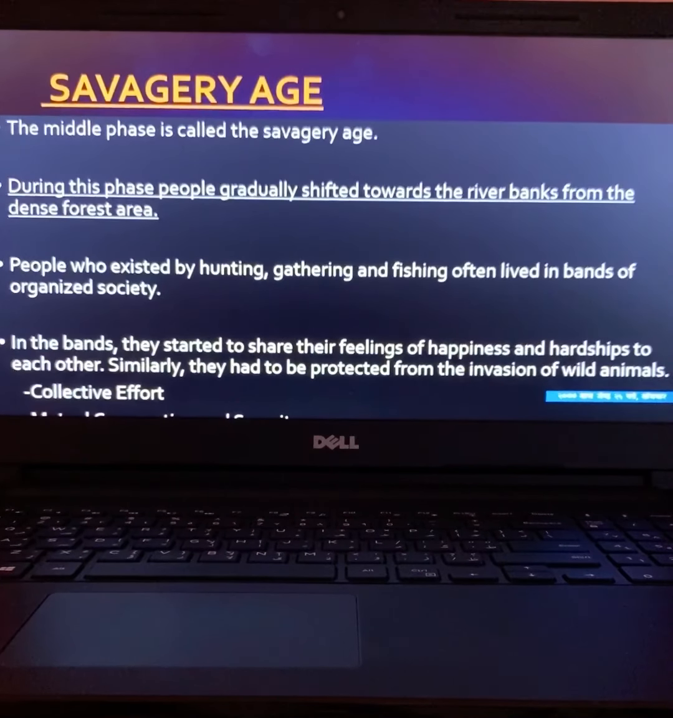Savagery age. You must have heard the word savage many times, in music as well. Savage means wild or uncivilized. So the middle phase is called the savagery age. The middle period is called the savagery age. Savagery means uncivilized, or we can also call it wild.